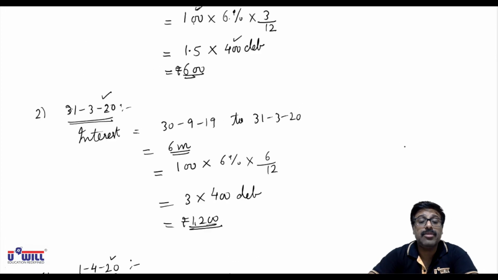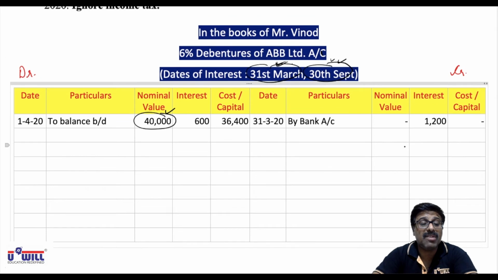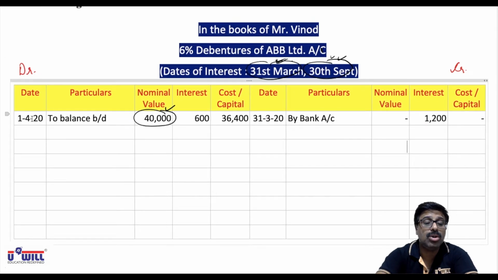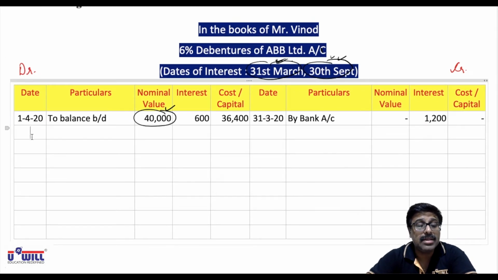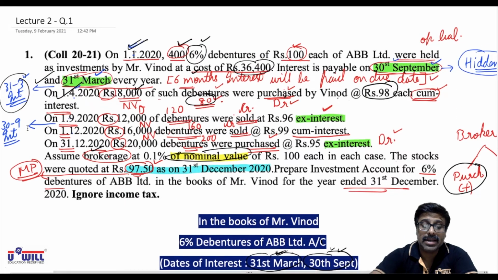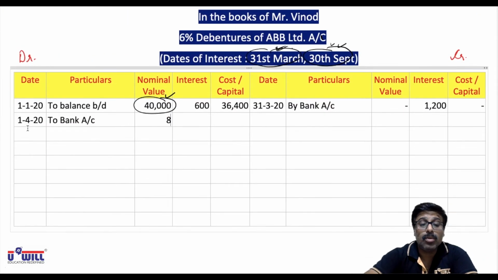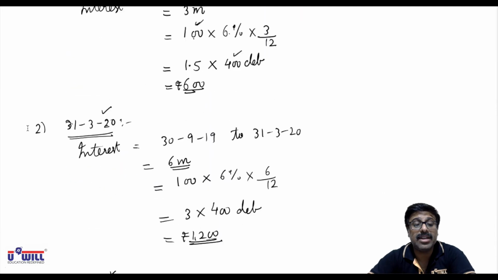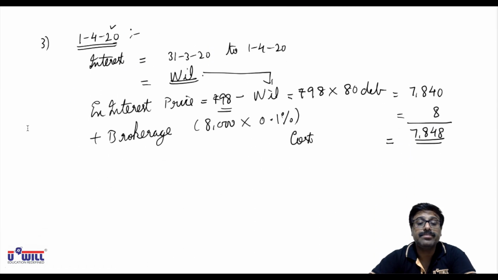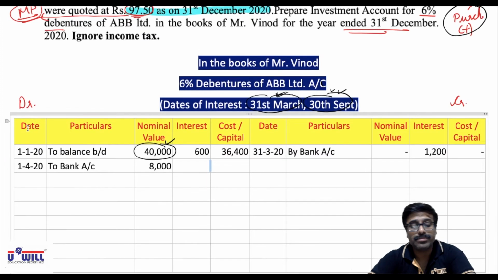So how will we make the entry? PP, purchase and profit, on debit side. Here we are purchasing, so debit side. Okay, just one correction. Opening balance was 1120. Now 1420 to bank account for purchase of investments. PP, purchase and profit, debit side. What is the nominal value of debentures purchased? 8,000. What is the interest we calculated in the working note? Nil. No interest becomes due.